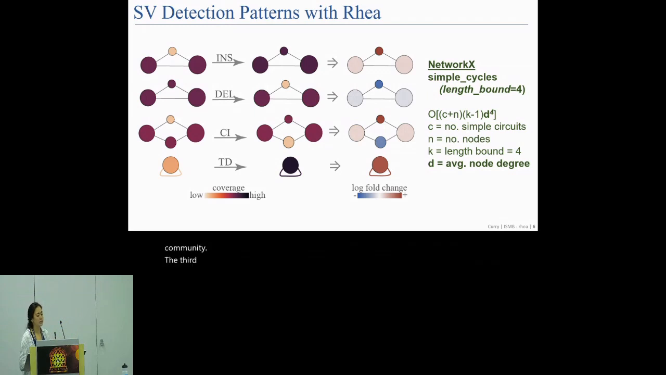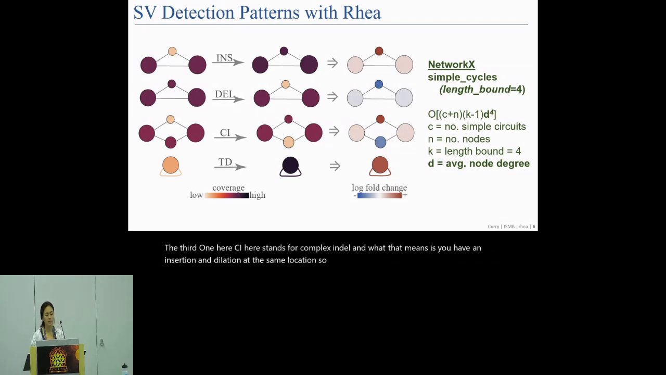The third one here, CI, stands for complex indel, and what that means is you have an insertion and a deletion at the same location. So for some reason, one path is being chosen over the other one for survival. Then lastly here, TD is for tandem duplication. This is a direct repeat, one right after another. And we detect that by looking at a self loop in the graph that is increasing in its coverage.